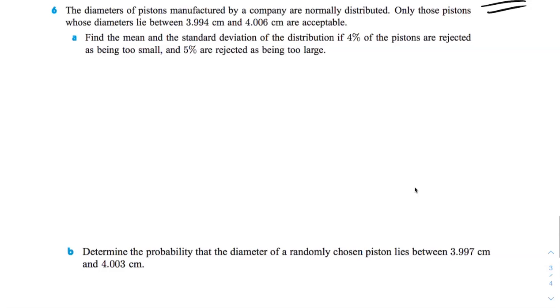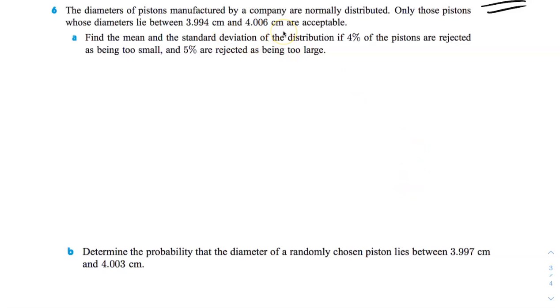Next one. The diameter of pistons manufactured by a company are normally distributed. Only those pistons whose diameter is between 3.994 and 4.06 are acceptable. Find the mean and standard deviation. Oh man, to find both of them. That's the worst, like the worst kind of problem. If 4% of pistons are rejected as being too small, and 5% are rejected for being too large. So this is like a good IB exam question.